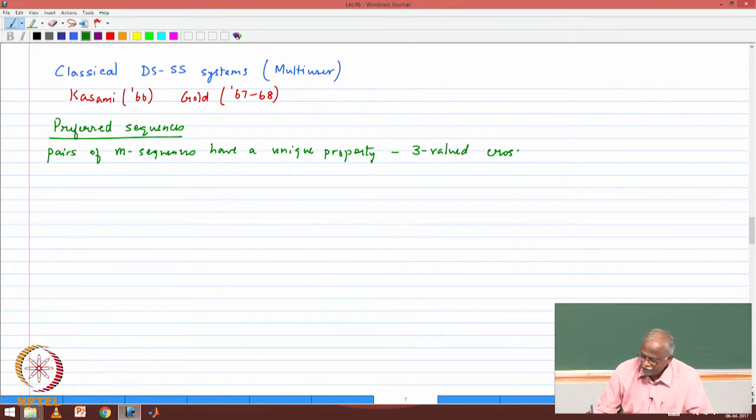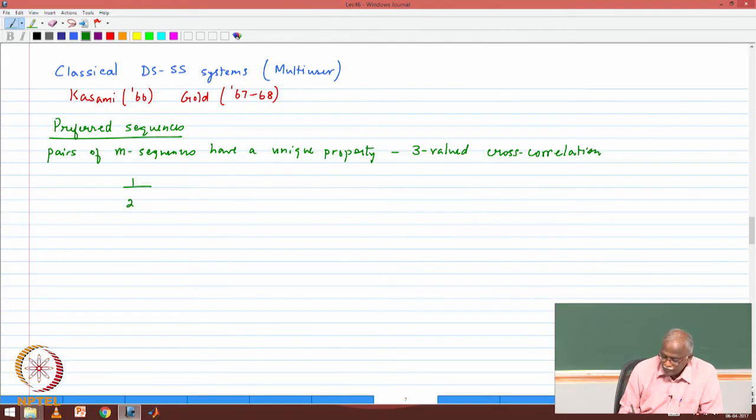3-valued cross correlation. Now again, how this comes about and how to identify these sequences is not the important point. That they showed that such pairs exist, and the cross correlation turns out to be the following. So if they are length M sequences, the length will be 2 to the power of M minus 1. So that's your scale factor. The cross correlation can be -1. That means these 2 codes are perfectly orthogonal to each other, as close to perfectly orthogonal.